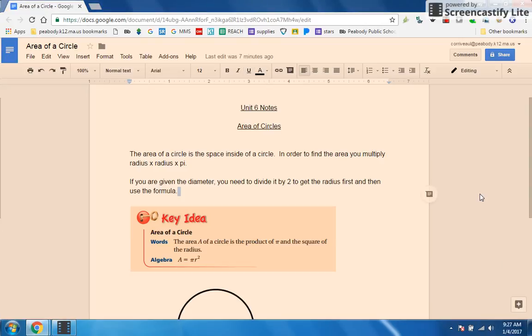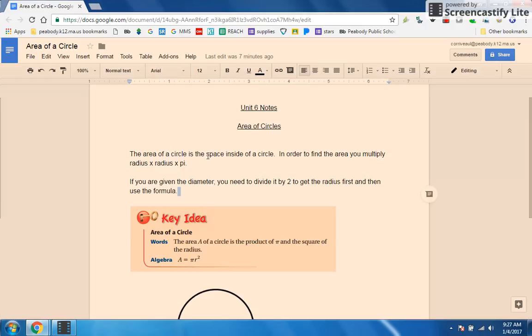So yesterday we did the circumference of a circle. Hopefully, if you remember, that is the distance around a circle. So it's pretty much the perimeter, only they gave it a different name because it's a circle and a circle is not a polygon. So today we're going to be doing the area of a circle.